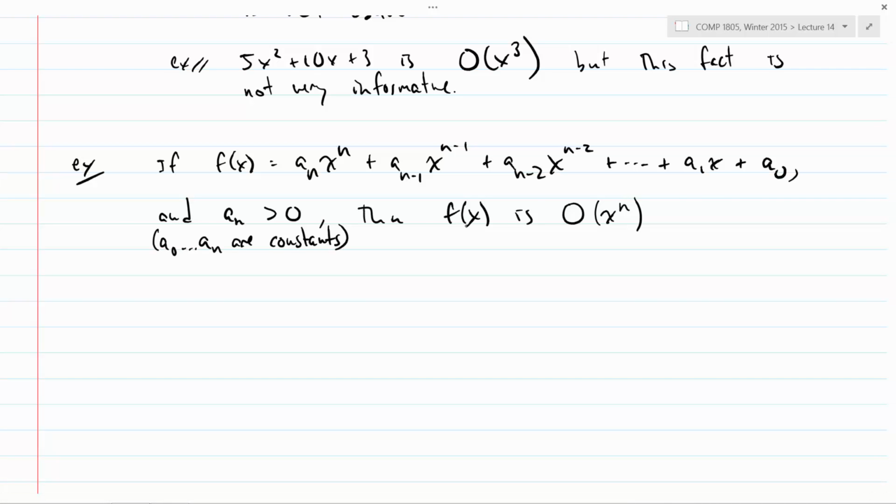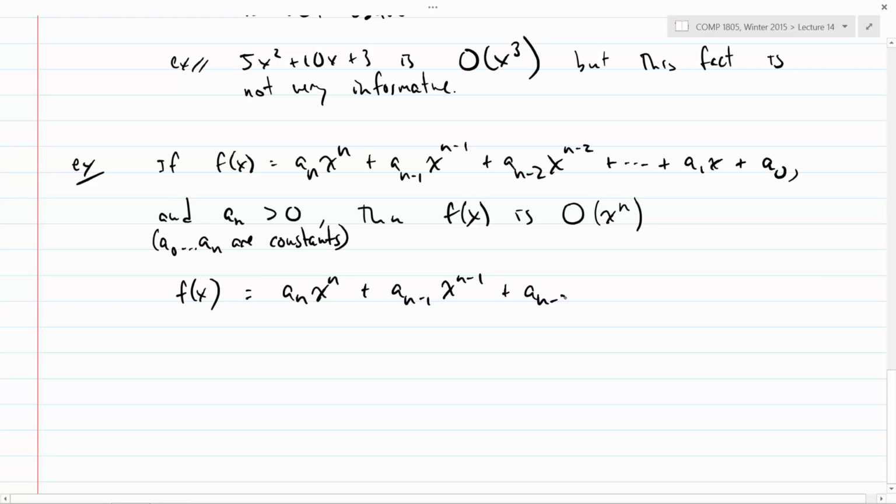All right, so let's do a proof. I want to prove something's big O, so I start on the left side and work my way to c times whatever's in the big O. So f of n is equal to a sub n x to the n plus a sub n minus 1 x to the n minus 1 plus a sub n minus 2 x to the n minus 2 plus all the way down to a1 x plus a0.